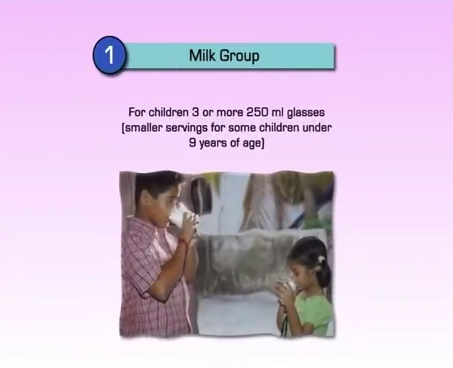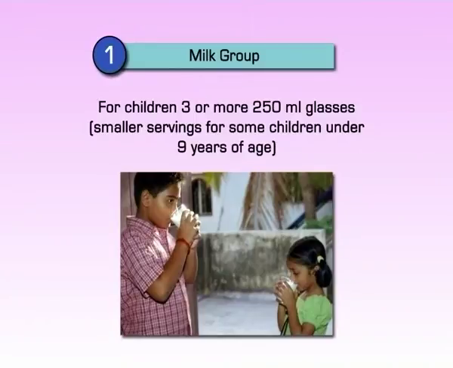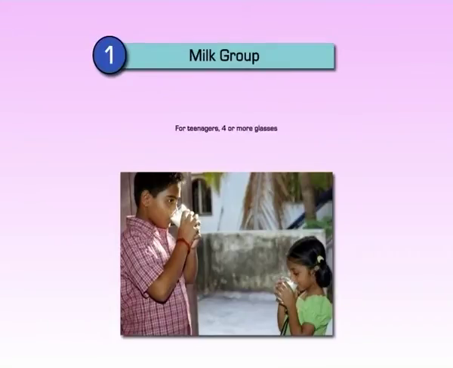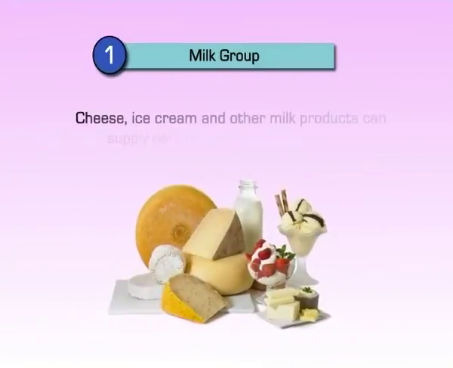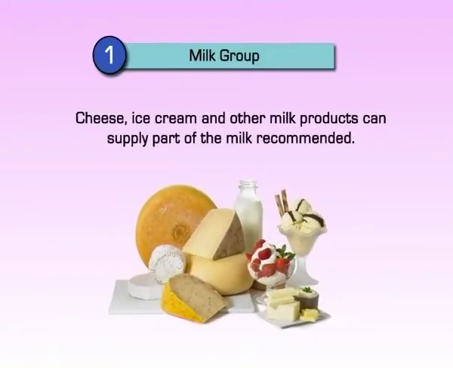Number 1. Milk group. For children, 3 or more 250 ml glasses. Smaller servings for some children under 9 years of age. For teenagers, 4 or more glasses. For adults, 2 or more glasses. Cheese, ice cream, and other milk products can supply part of the milk recommended.